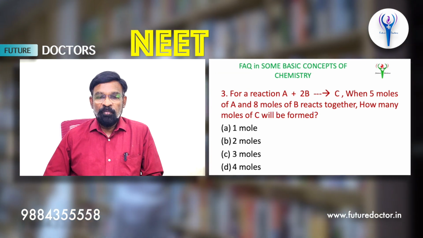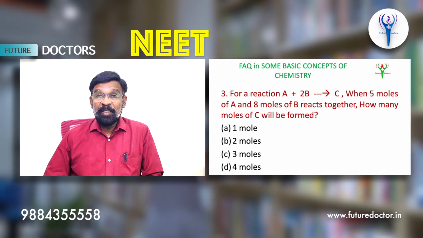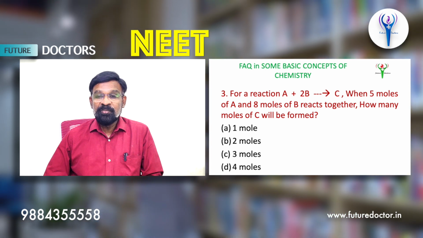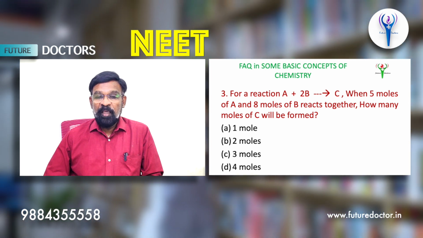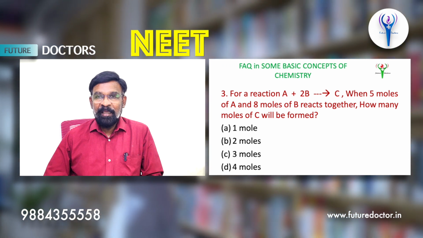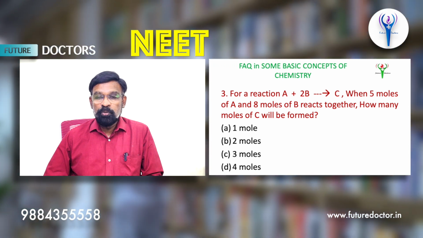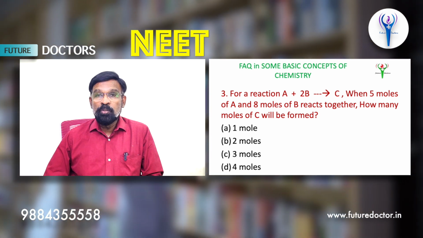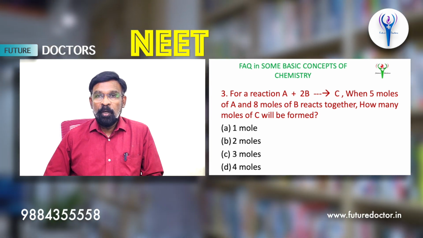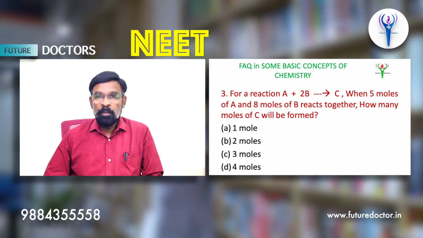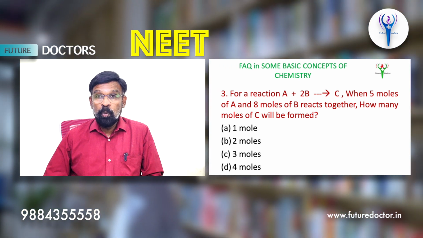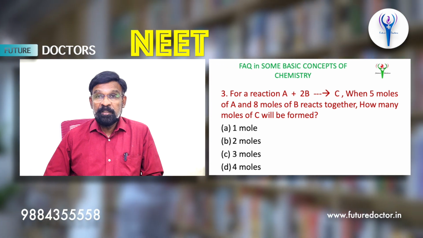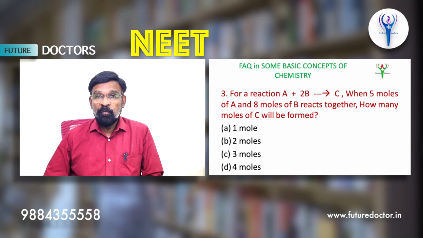Third question, for a reaction A + 2B gives C, when 5 moles of A and 8 moles of B react together, how many moles of C will be formed? Option A 1 mole, option B 2 moles, option C 3 moles, and option D 4 moles.